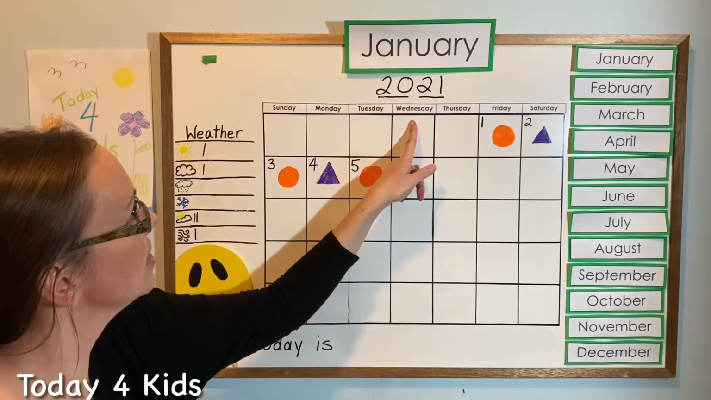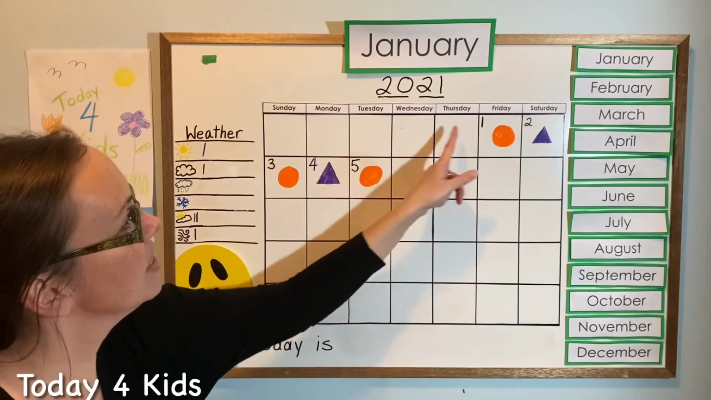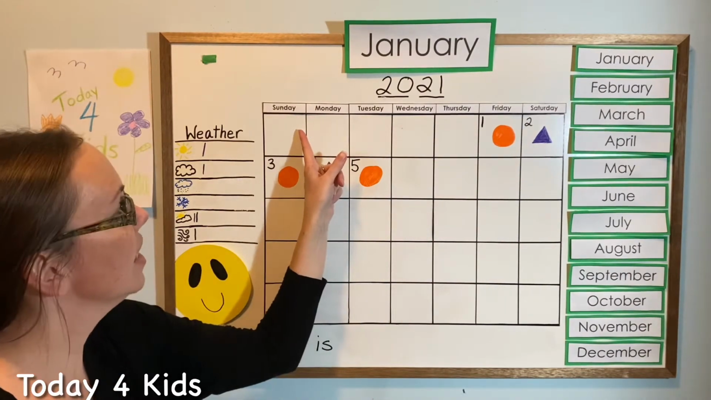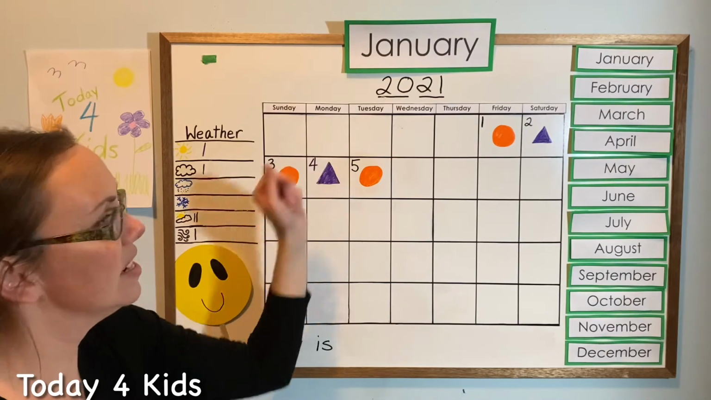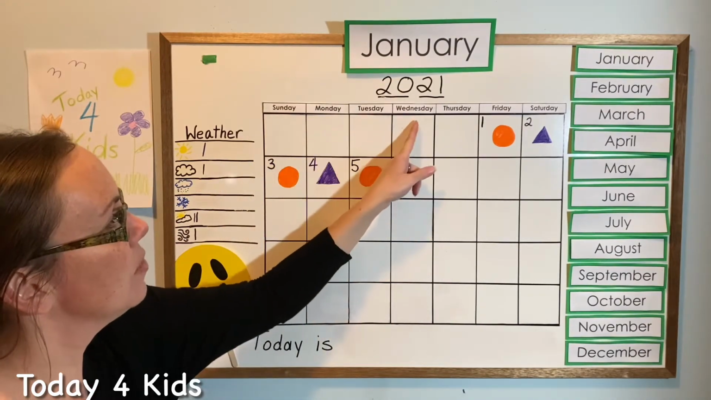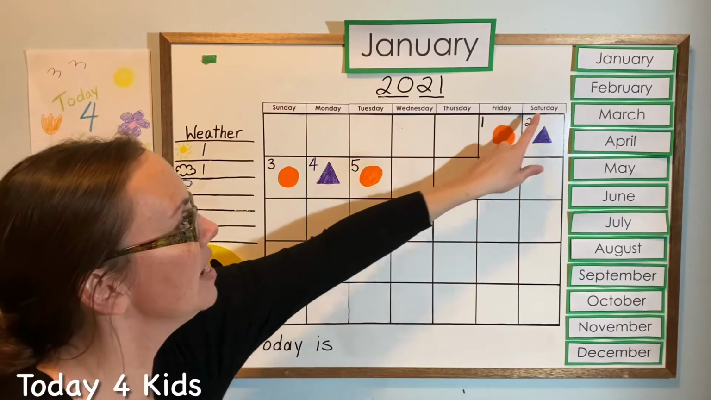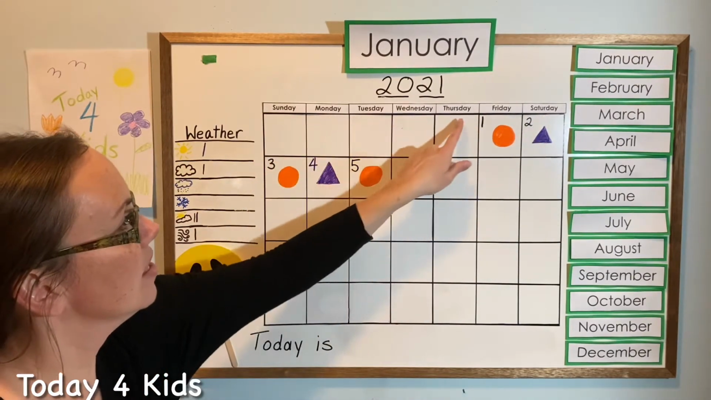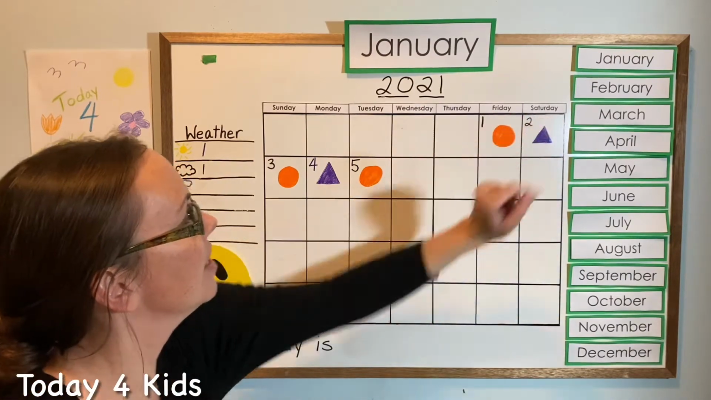Let's do the days of the week. There are 7 days in a week. There are 7 days in a week. Sunday, Monday, Tuesday, Wednesday, Thursday, Friday, Saturday, Sunday, Monday, Tuesday, Wednesday, Thursday, Friday, Saturday.